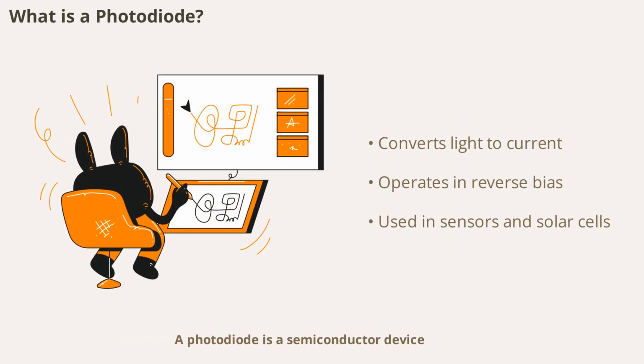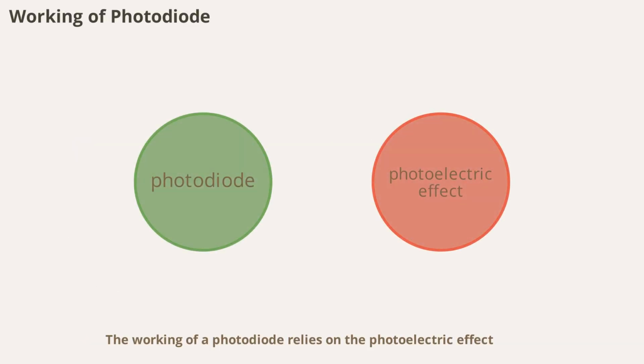A photodiode is a semiconductor device that converts light into electrical current. It operates in reverse bias, where the flow of current increases when light falls on the junction. Photodiodes are highly sensitive and are used in a variety of applications, including light sensors, solar cells, and optical communication systems.